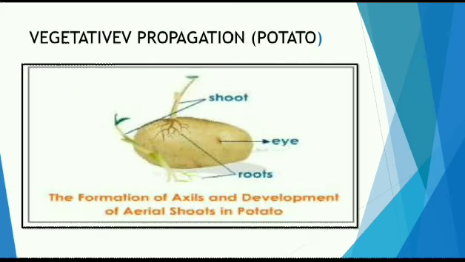Next one is potato. In potato, you see there are so many eyes, or protuberances. Okay, if we cut those eyes and put them on the soil, then a potato plant will grow from that. So the vegetative part is also helping that.